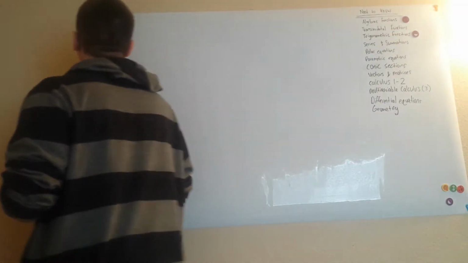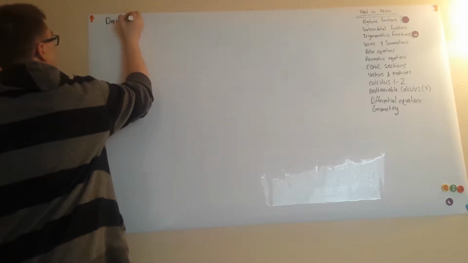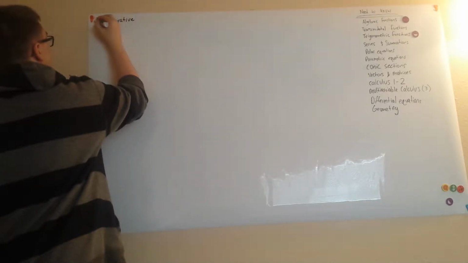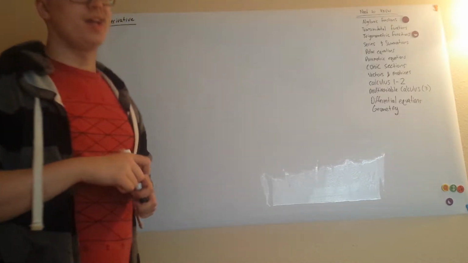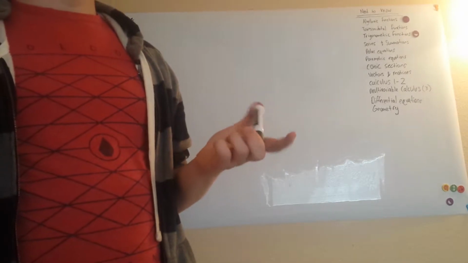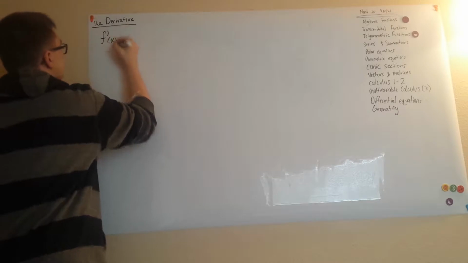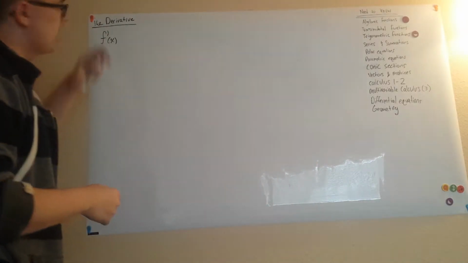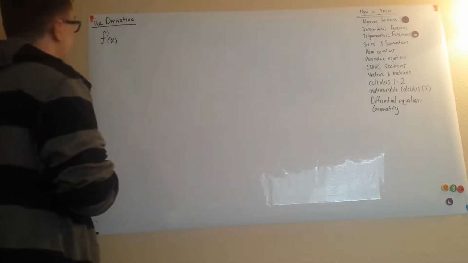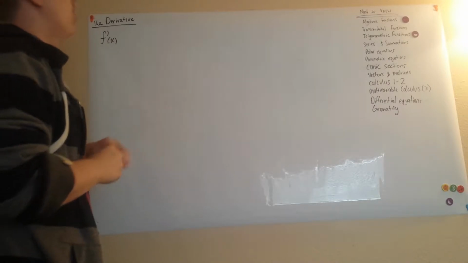Here, and we'll call this the derivative. What is the derivative? The derivative is f prime of x. That's the derivative. That is what it is. That gives you the slope of the curve at the point. Right?